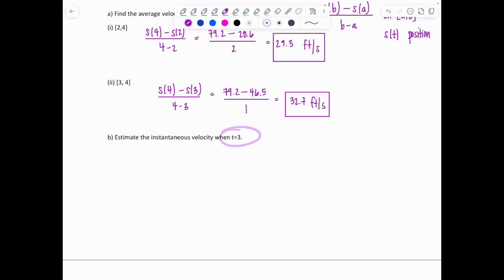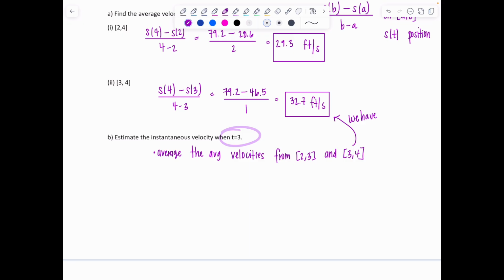So here's the game plan, guys. We're going to average the average velocities from 2 to 3 and 3 to 4. Now, thankfully, we already have the average velocity from 3 to 4. Boom, we have it. Great. So now I just need to figure out the first average velocity from 2 to 3.